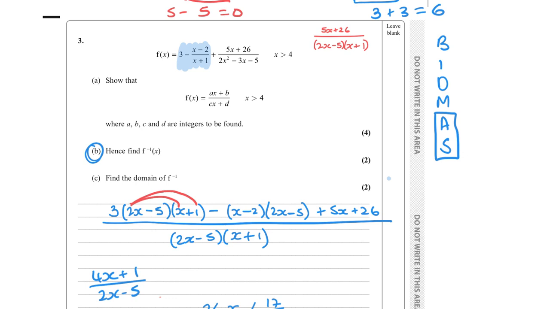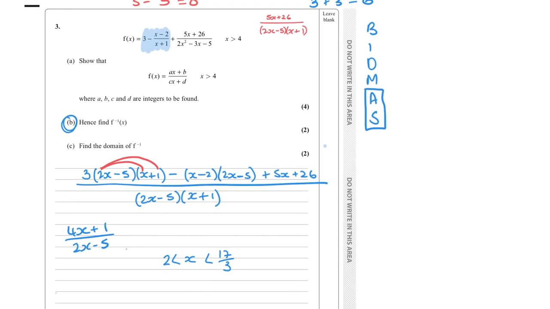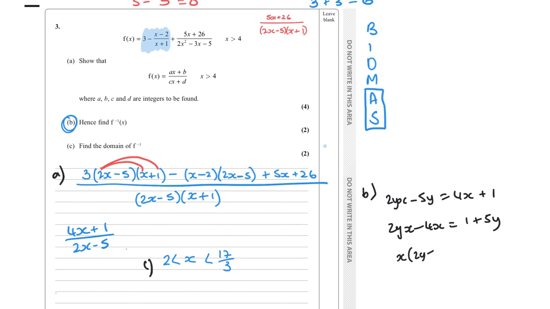So that was really simple, okay? And then part B asked you, I didn't even finish this question, sorry. This is A, that's C. Okay, part B just asked you to do it. So y, 2xy minus 5y equals 4x plus 1. So 2yx minus 4x equals 1 plus 5y. x bracket 2y minus 4. Okay, I've just done this really quick, 2y minus 4.